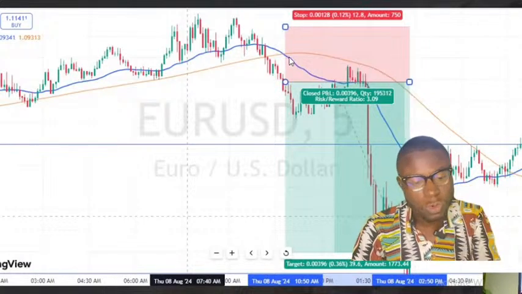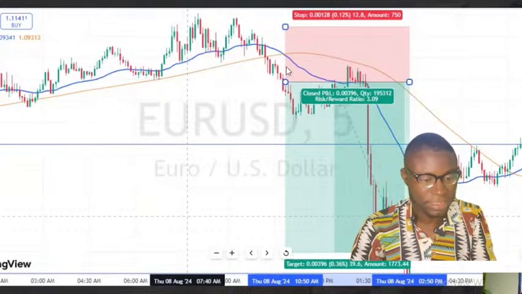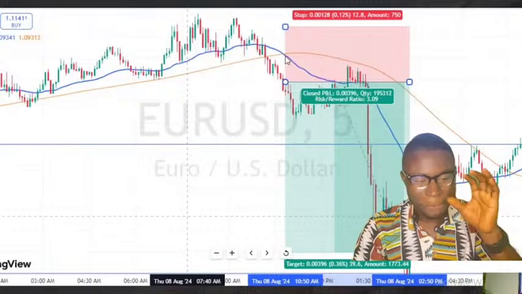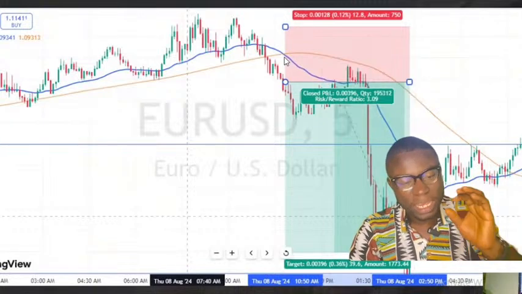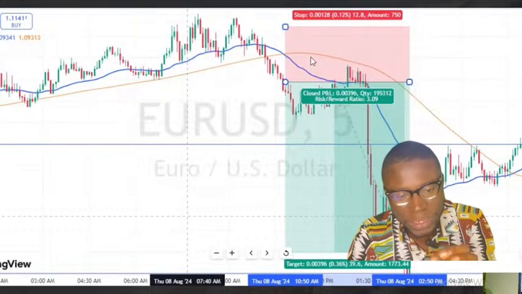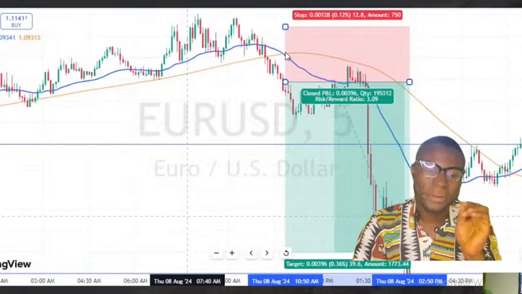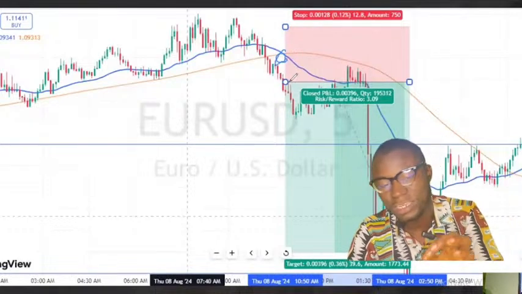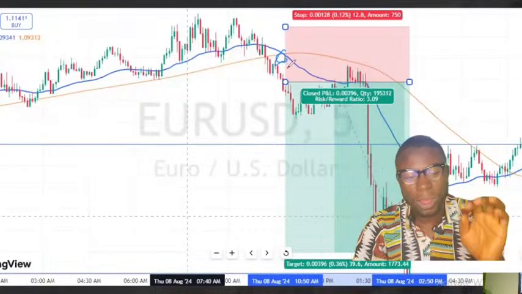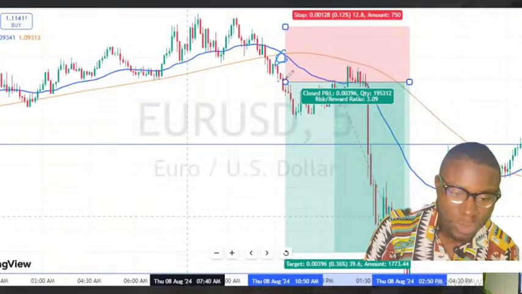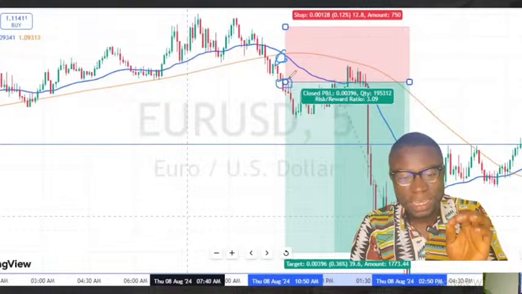The second rule is that for you to sell, you must see the blue colored moving average cross below the orange colored moving average, just as we have here. Alright, now when you see the cross, it is a sell signal. So you are going to take your sell as soon as you see that cross below.